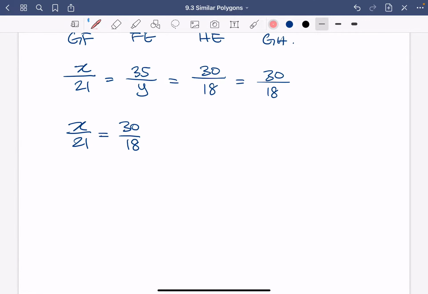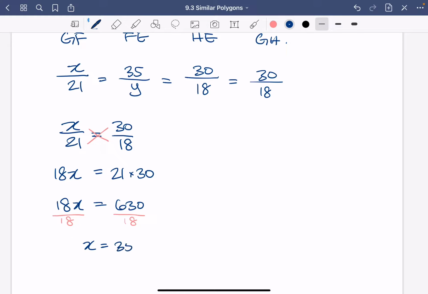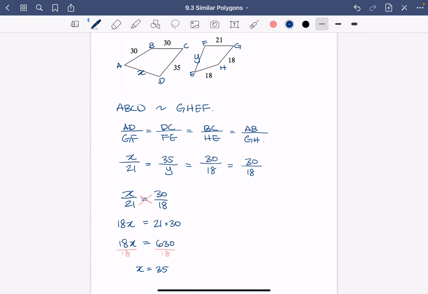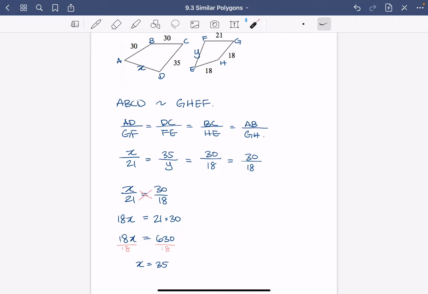And how do we solve for a proportion? We can cross multiply. So 18 times x is equal to 21 times 30. 21 times 30 is equal to 630. So 18x is equal to 630. And to find out what x is equal to, we can divide both sides by 18. And so x is equal to 35. So that's what x is equal to, and we found x using the proportion.